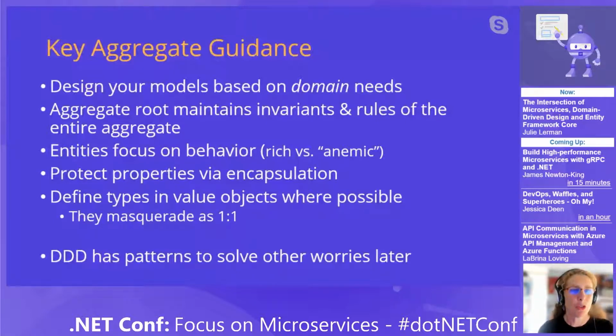An aggregate root, as I said, maintains the invariants and rules inside of the whole aggregate. When you design your entities, these aren't DTOs, right? We have rich behavior. They're really focused on behavior. When they're really just getters and setters, we refer to that as an anemic data model. And that's not a bad thing, but that has its place, right? And domain-driven design also has its place.